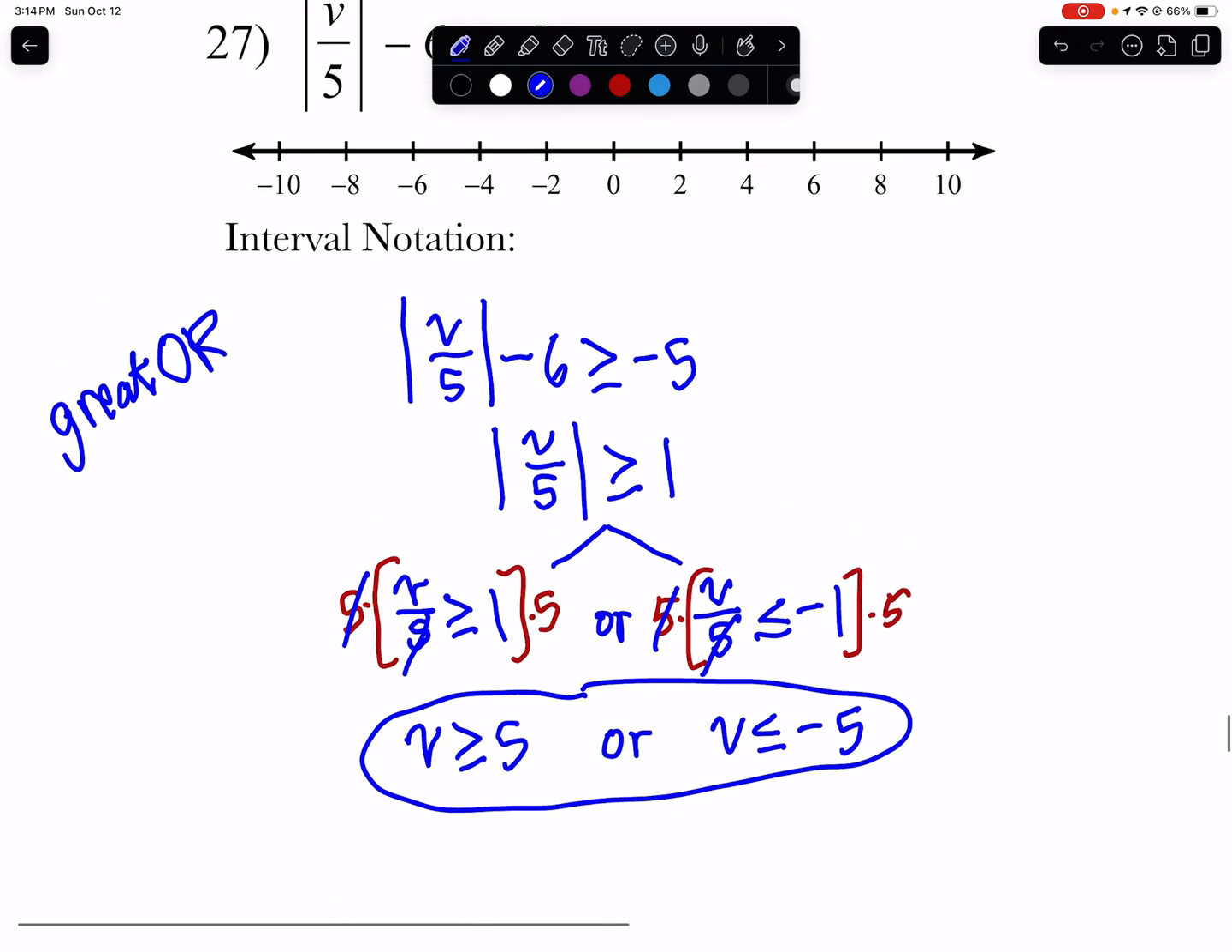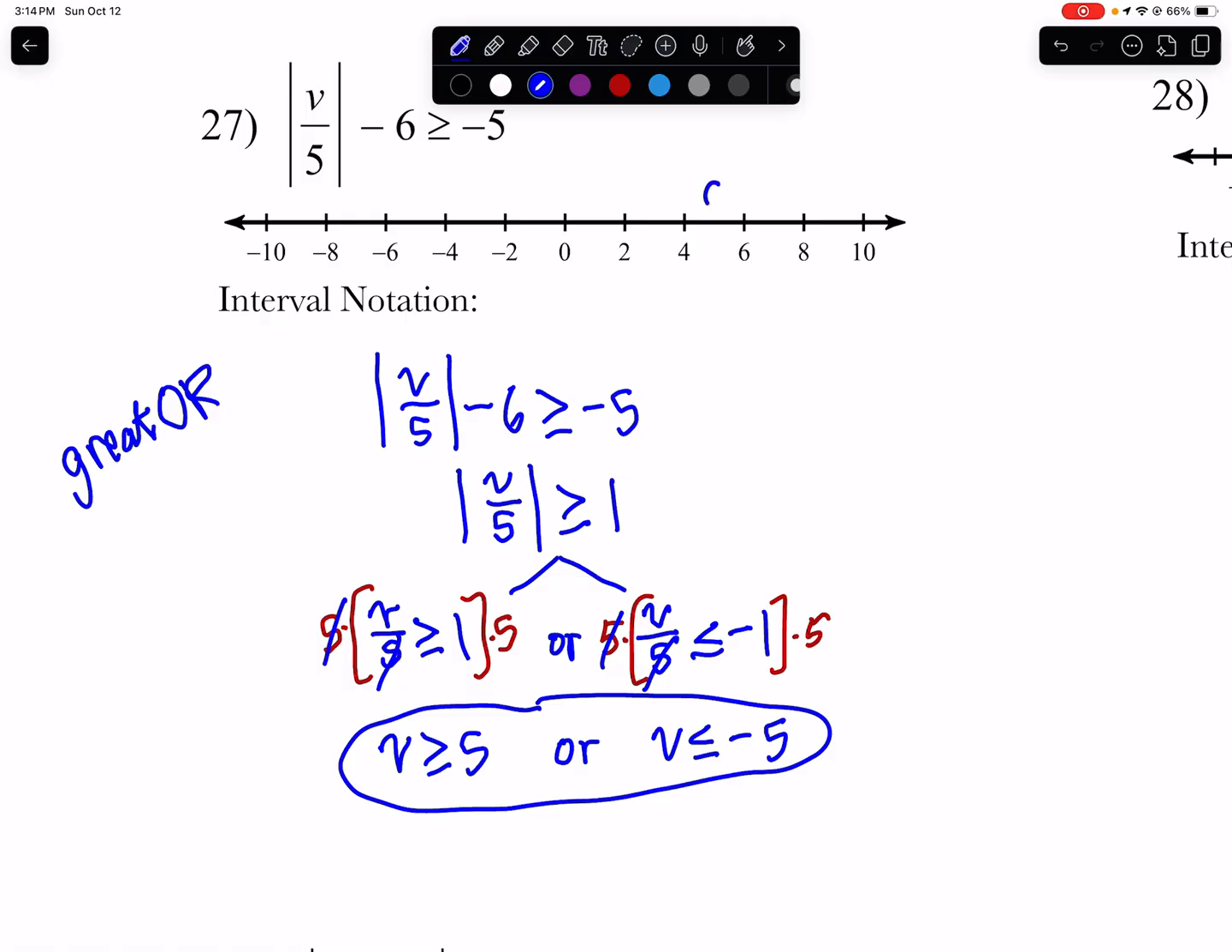Okay, so we're either greater than or equal to 5, or we are over here at negative 5 going this way. So the interval: negative infinity up until negative 5, bracket, union, bracket, 5 to infinity. Okay, it's not really that much different than the ones you've already done. You're just mashing 2 separate intervals together for or.